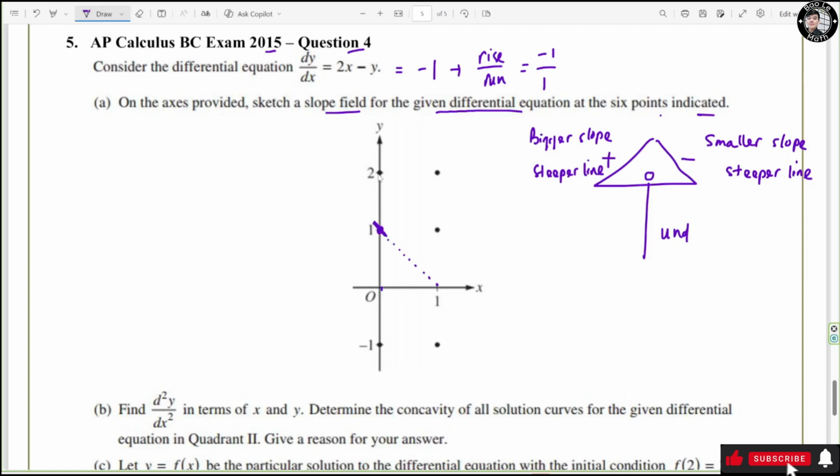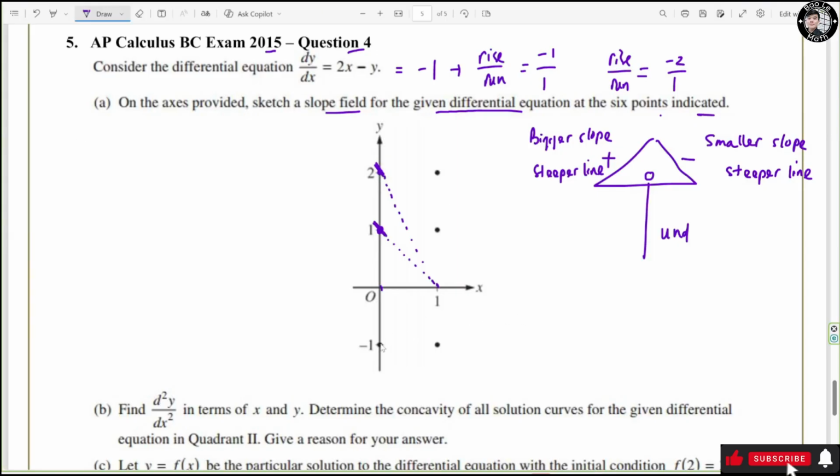Now next one, this point right here, x equals 0, y equals 2, you have negative 2, right? So negative 2, which means rise over run equals negative 2 over 1, right? So you're going to go down 2 units, go to the right 1 unit, right? So it could be something like this, right? So the slope field is going to be like this. So you see that this one right here is less steep than this one, right? Smaller slope, steeper line, right?